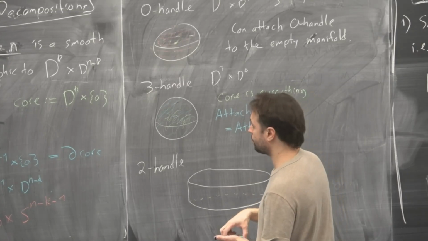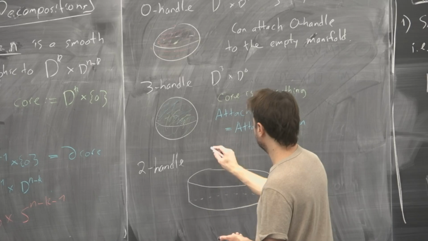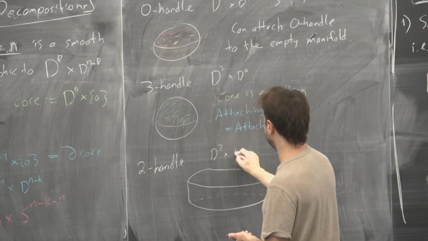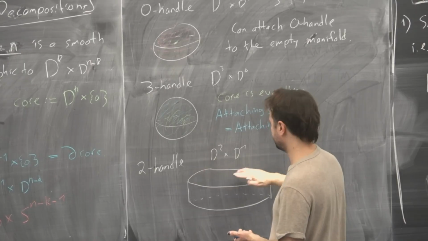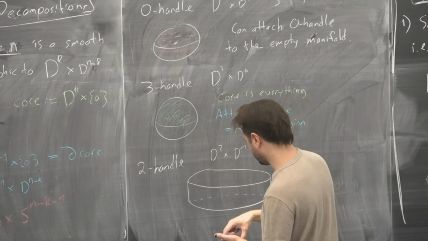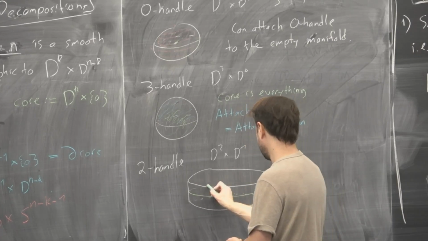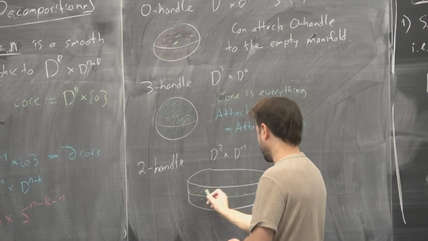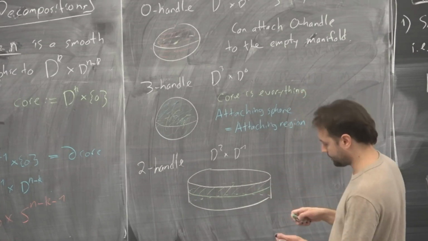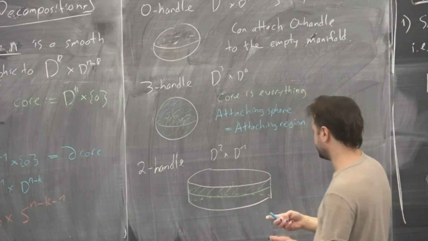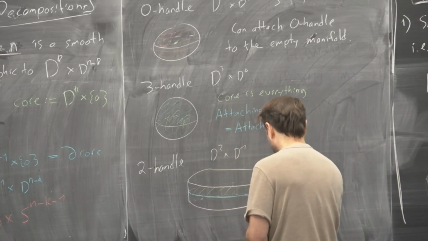So what would the core be? This is D2 cross D1. So the 2-dimensional part is your median thing. So the core is going to be the disk that's in the middle here. That whole disk is the core, going through the middle of this hockey puck. The attaching sphere was the boundary of the core. This part here.